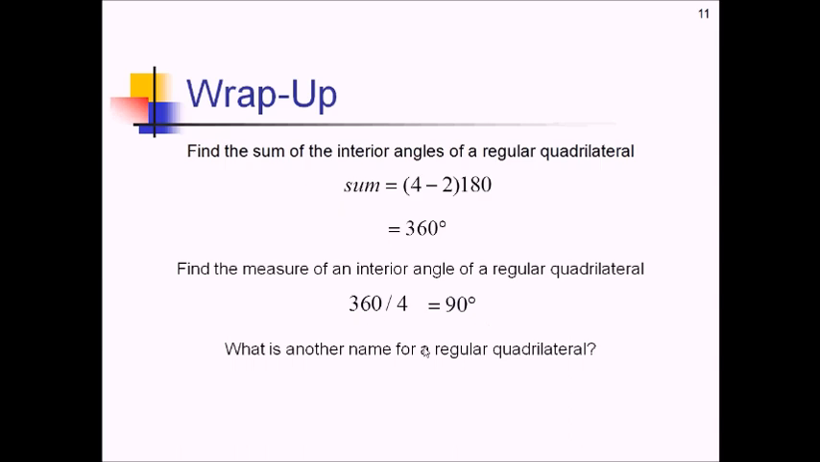And then what's another name for a regular quadrilateral? You've got to be careful here. A quadrilateral that has 90 degrees for all the angles, well, that's a rectangle. But since it's a regular quadrilateral, that means that all the sides have to be the same as well as the angles. So in this case, that is going to be a square.